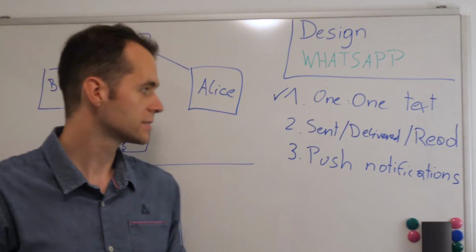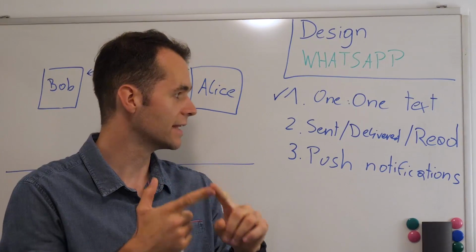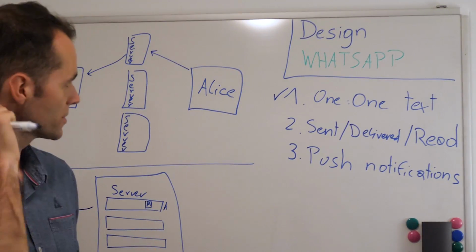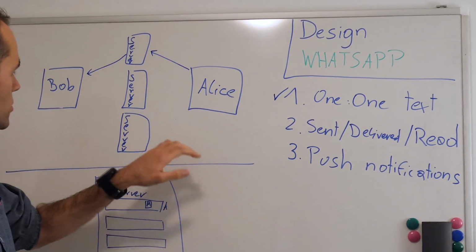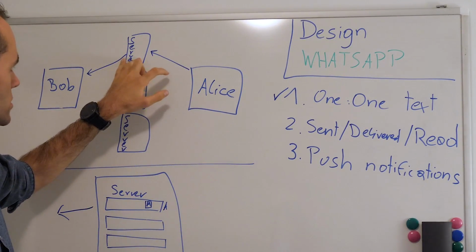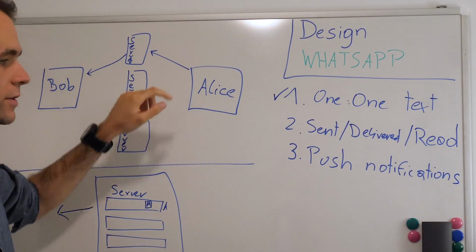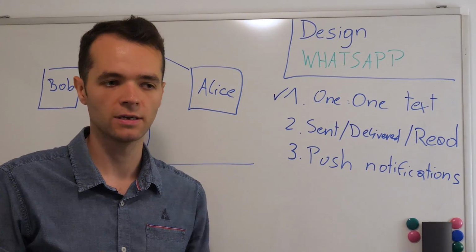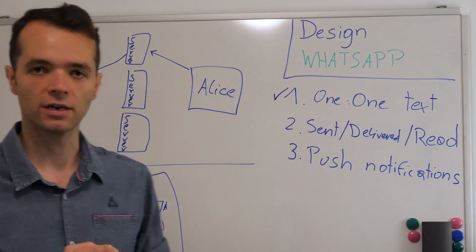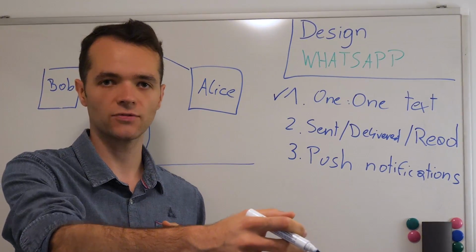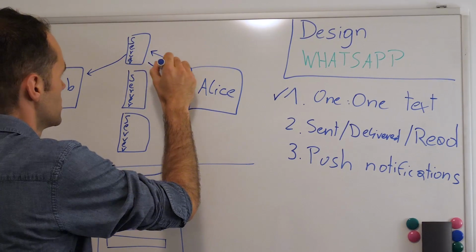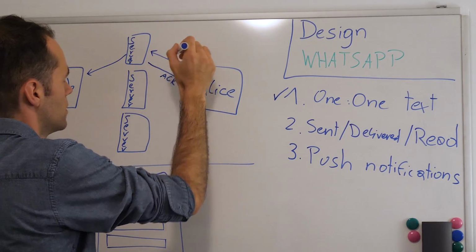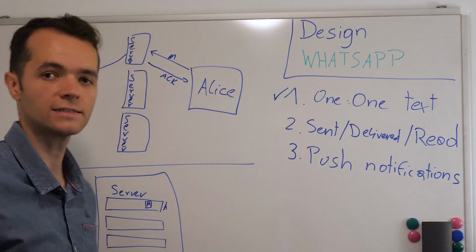So, the second one is send, delivered, and read messages. What happens here? You could imagine that when sending a message to the server, because it's some sort of connection, it will be something like a TCP connection. The server will reply with an acknowledgement that it received the message from Alice. Okay, so this is an ACK. This is the message, and this is the ACK coming back.